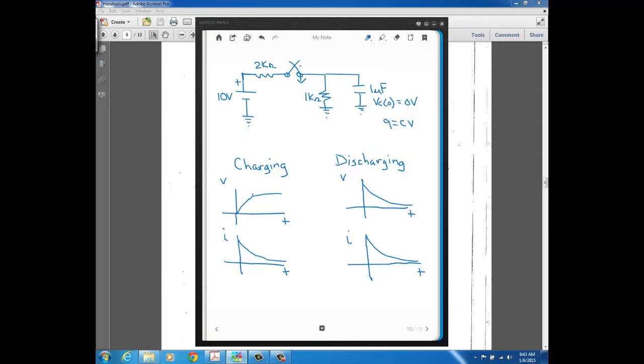So the switch in this circuit closes at t equals 0, and when it closes, it's going to connect this 10 volt source to the part of the circuit where the capacitor is. So naturally the capacitor will start to gain stored energy from that point on. So just from looking at this circuit, we can determine that in this particular case we have a charging case.